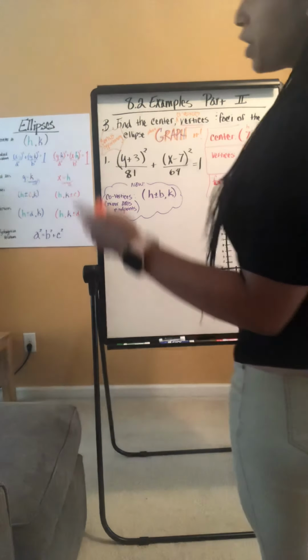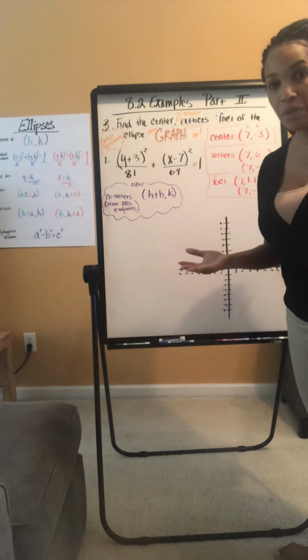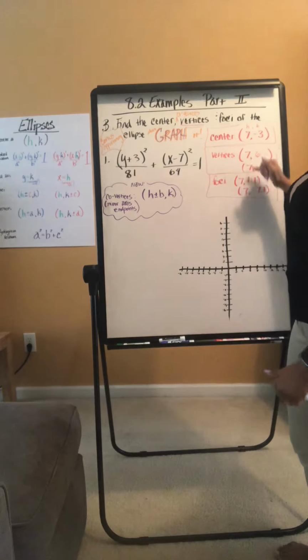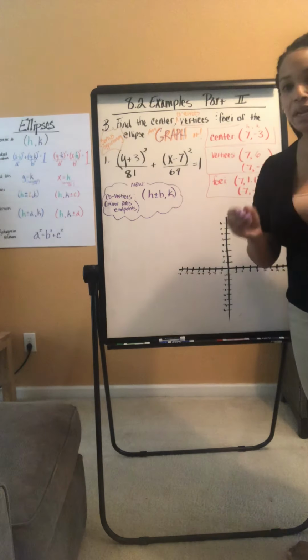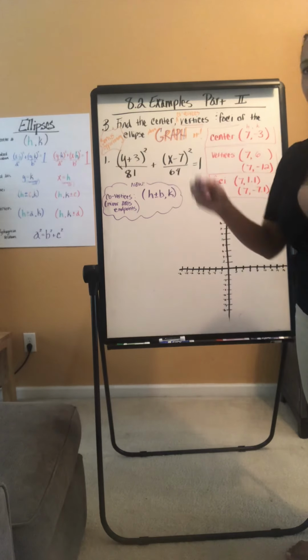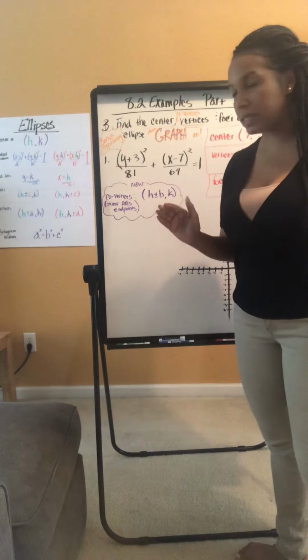Okay, time for a little bonus opportunity here. Say on example B1, we had already found the center, vertices, and foci of the ellipse. We'd already found all of these parts. What if I wanted to graph it? I would need more than just the vertices, the major axis endpoints. I would also need the minor axis endpoints.